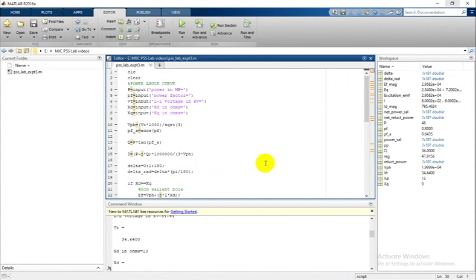Type the program as it is in the manual, and you will get the output.